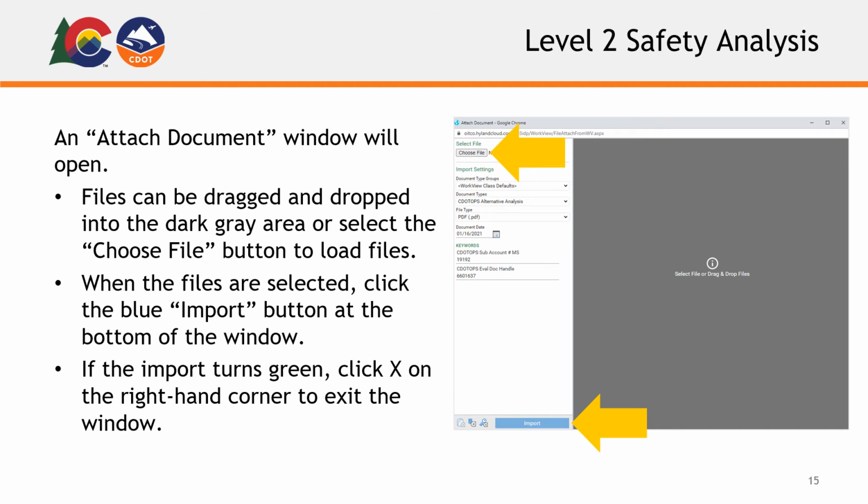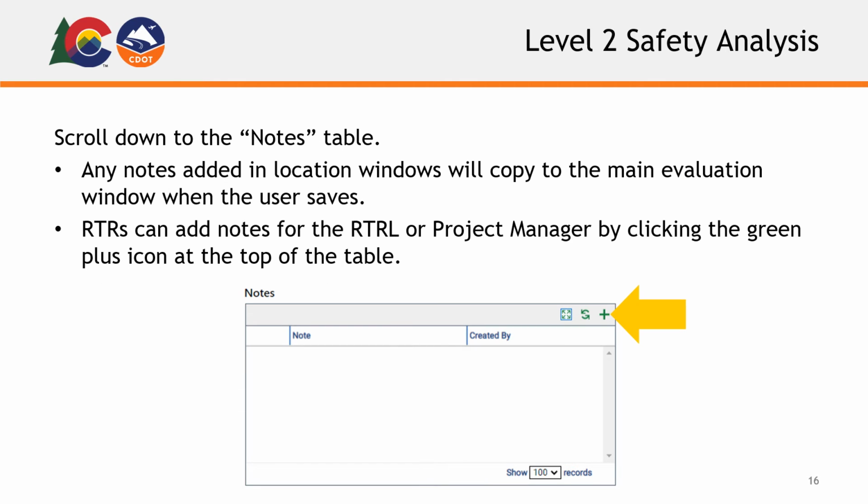If a project has a large number of files, or files of a large size, we recommend including a memo with embedded links to view the files. Scroll down to the Notes table. Any notes added in location windows will copy to the main evaluation window when the user saves.